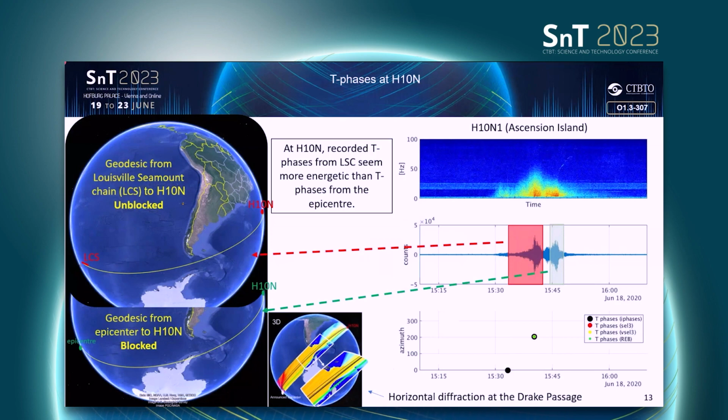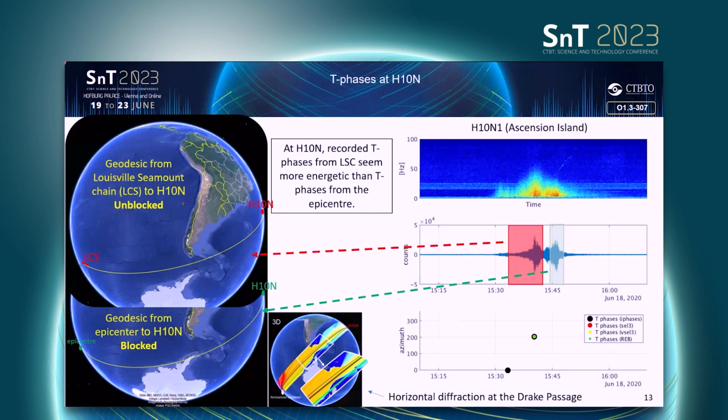Okay. Now this is just looking into the signal, but at H10, that is in the North Atlantic. On this map here, I'm showing the geodesic path from the Louisville Seamount chain to H10. That, as you can see, is a clear path. And in the figure on the bottom, I'm showing you the geodesic path from the epicenter to H10. That is blocked by the Antarctica Peninsula.